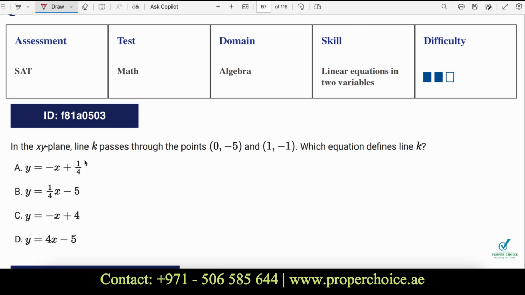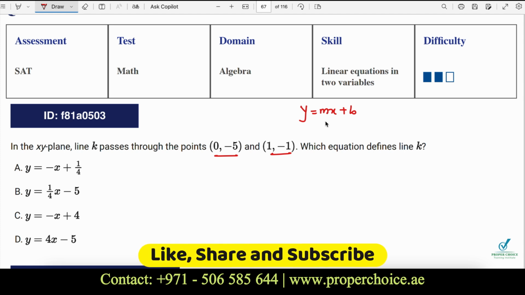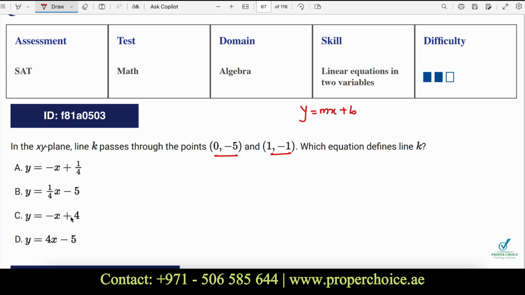In the xy plane, line K passes through these two points. Which equation defines line K? Whenever there is a question about finding the equation of a line, you should write it as y equals mx plus b. Sometimes it is also given in the standard form or slope point form, but I am writing this because it is considered the equation of a line in slope intercept form. And you can also see the options are written in this way. My concern is to find out the slope first.